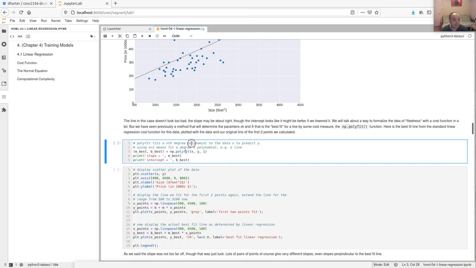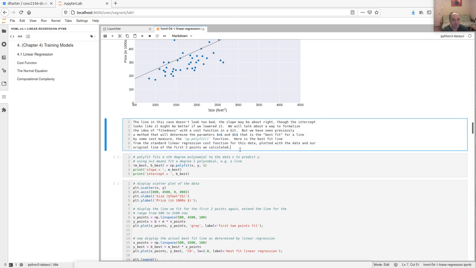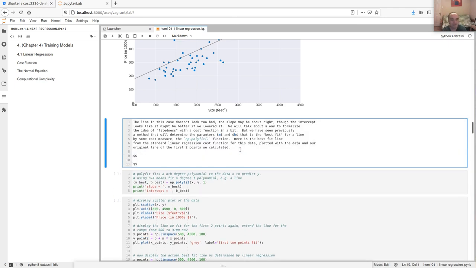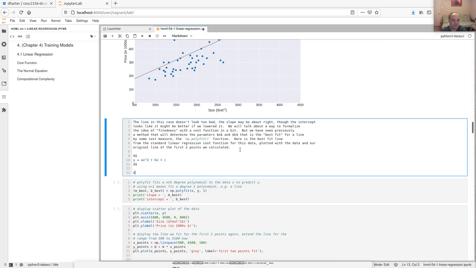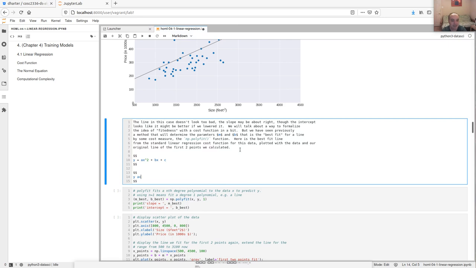Actually, polyfit does a polynomial fit, so you can fit a polynomial of more than 1 degree, which we'll see some examples of in the next lecture video or two. But if you fit a 1 degree polynomial, that means a polynomial of the form y equals... a 2 degree polynomial is going to be ax squared plus bx plus c, right? So that's a degree 2 polynomial. A degree 1 polynomial is just ax plus c, where a and b are parameters.